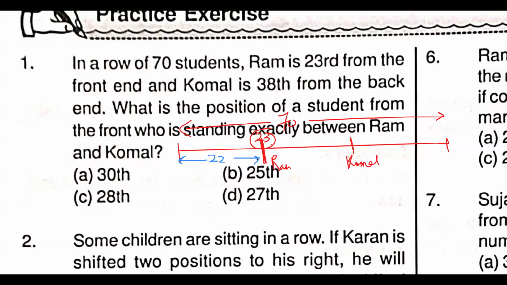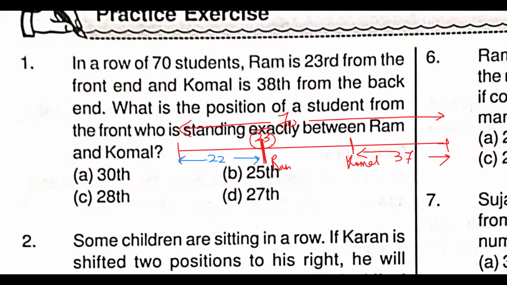That means, if Komal is 38 from the back, there are 37 students towards the right of Komal. Ma'am, there will be 36 students in front of Komal. See, Komal is 38 from the back. If we are seeing from the back, if Komal is 38 from the back, that means 37 students will be there towards her right. Yes, because she said 38.